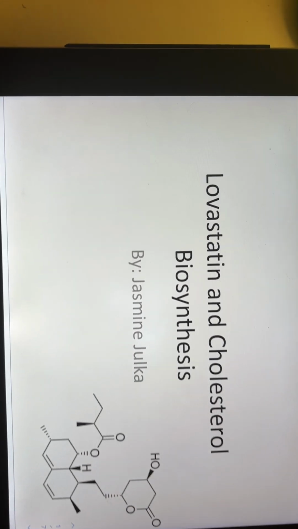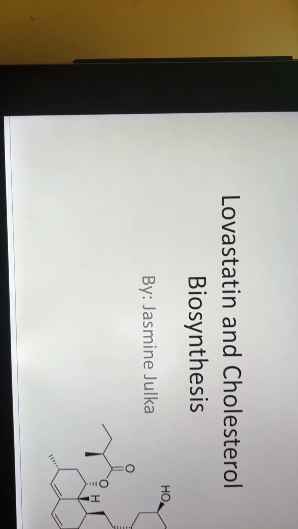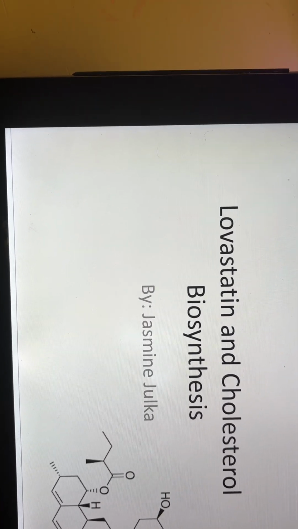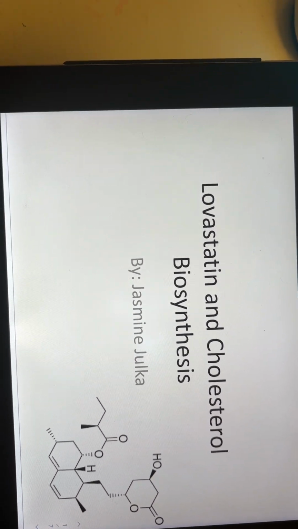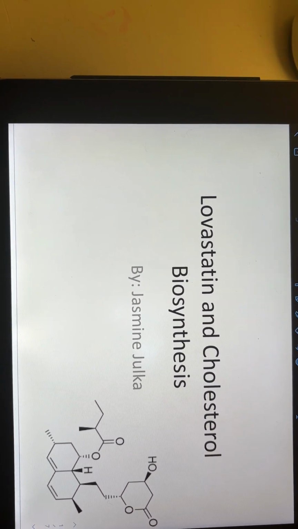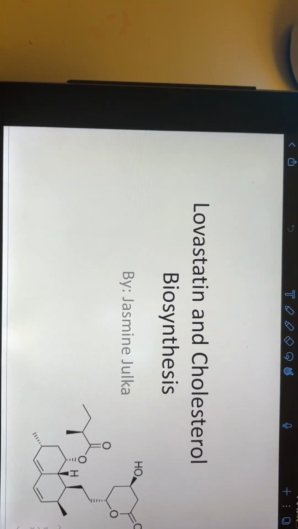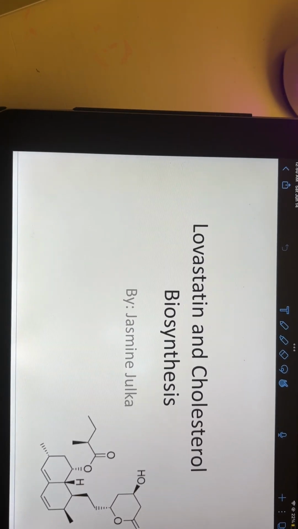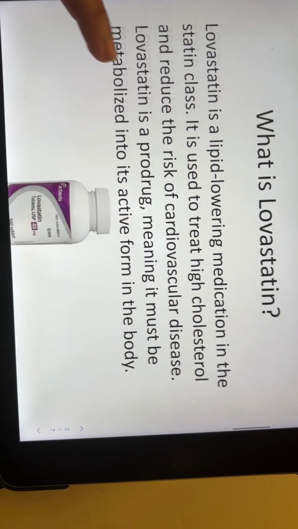And I'll also be going over how the drug is activated once it enters the body and the clinical importance of statins overall. And we'll see a few pathway visuals throughout this, and these will help us trace each step of cholesterol synthesis and show where lovastatin works. So let's get started on this slide.